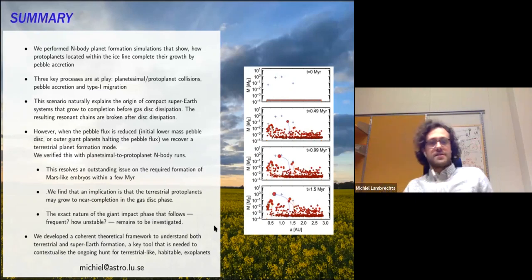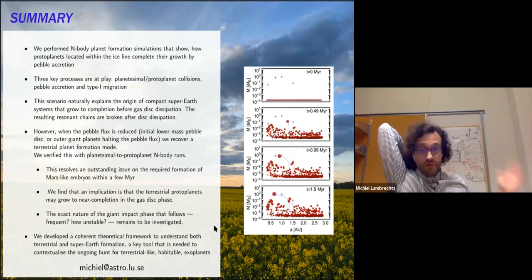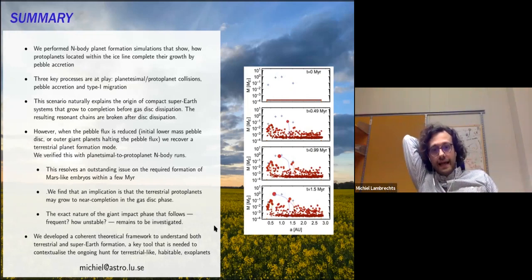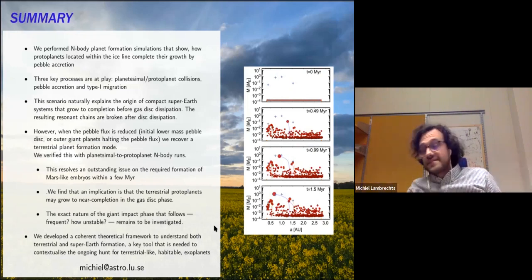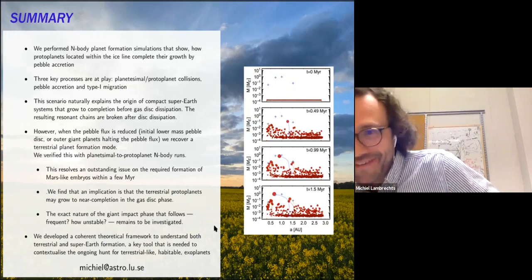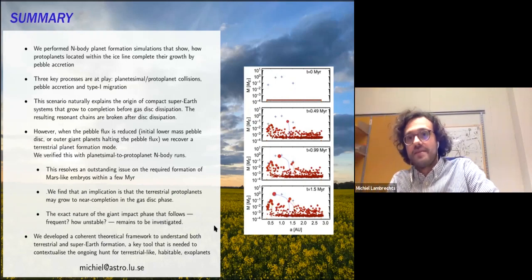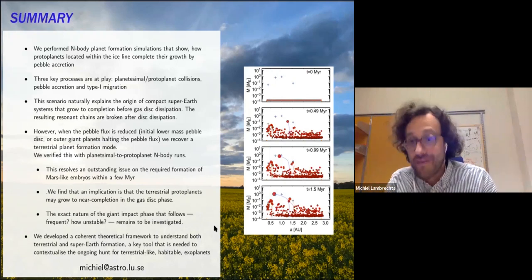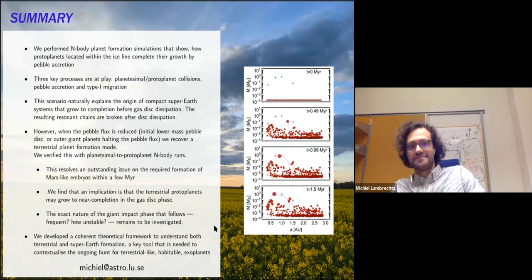And in the bigger picture, what we try to do is develop a coherent theoretical framework to understand both terrestrial and super Earth formation. I really think this is a key tool that is needed to contextualize what is going to come. The future is our hunt for terrestrial, habitable, Earth-like, whatever adjective you want to use, planets. This is what we're going to find and hunt for in exoplanets, and we need to understand what we are actually talking about. So this is the end of my talk.